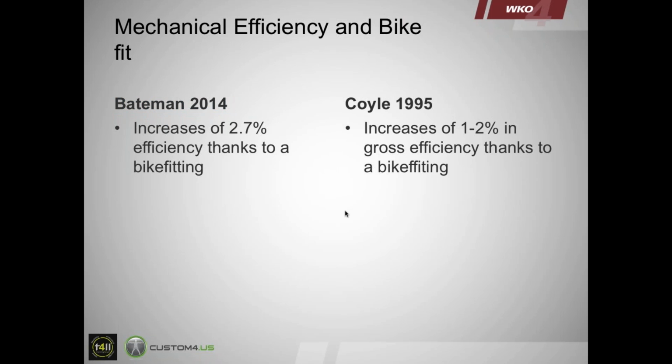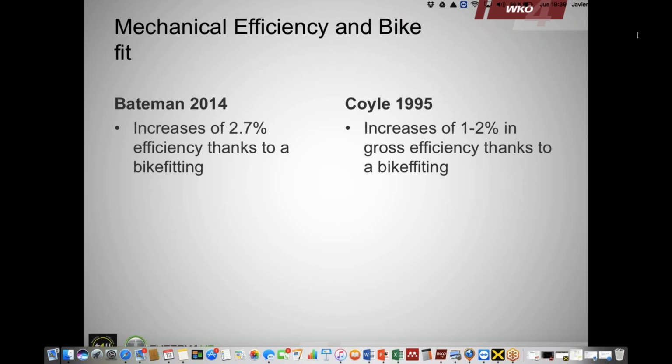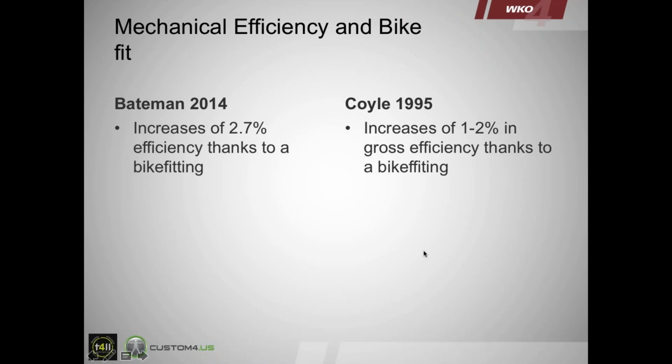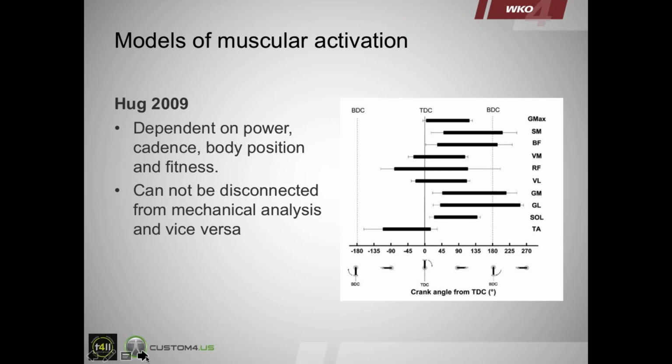About the importance of a bike fitting or a biomechanical screening, there are two important studies, Bateman in 2004 and Coyle in 1995. Both of them explain that thanks to a bike fitting, there is an increase in mechanical efficiency: in the Bateman study 2.7%, and the Coyle study explained 1 or 2% in gross efficiency. So obviously at a higher level, a biomechanical screening or a bike fitting is important in order to increase that.